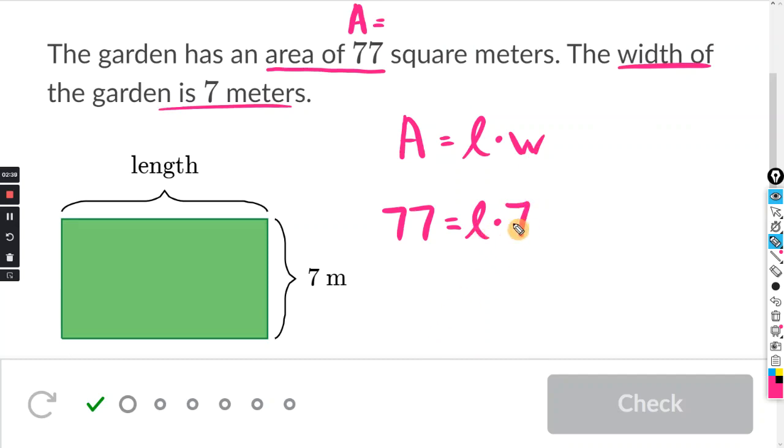Okay, so this is L times 7. The opposite of times 7 is divided by 7. You do that to both sides. 7 over 7 cancels. 77 divided by 7 is just 11.